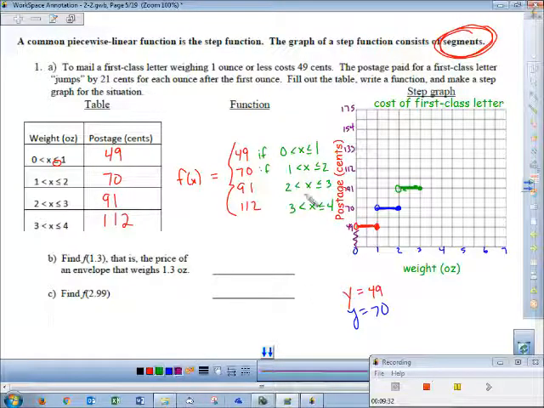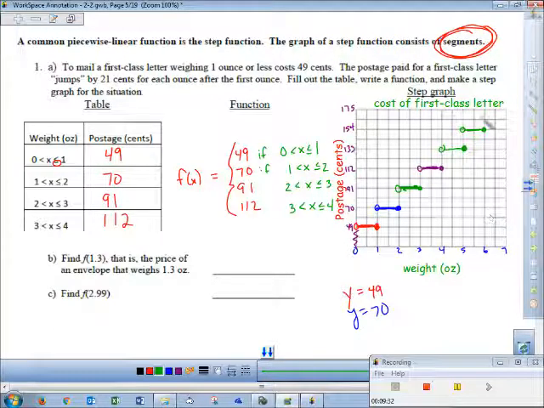And then etc. for between 3 and 4, where 3 does not count, so open dot, and 4 does count, closed dot. And then this pattern is going to continue even though we ran out of our table. If we went between 4 and 5 ounces, it would cost us 133. That's why we counted by the 21s. And then between 5 and 6 would cost us 154 cents.